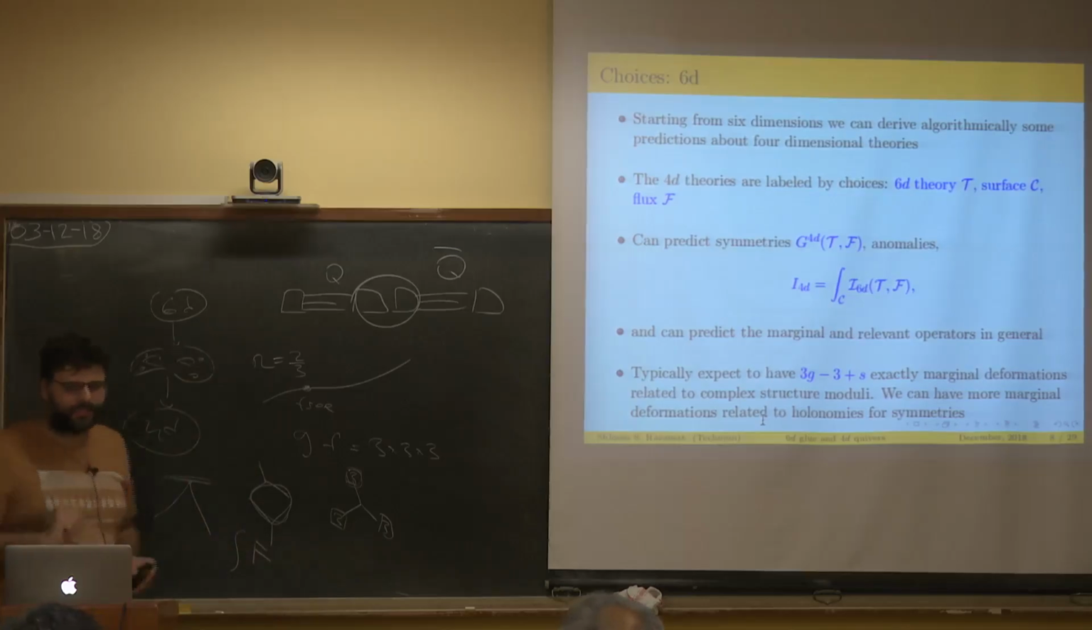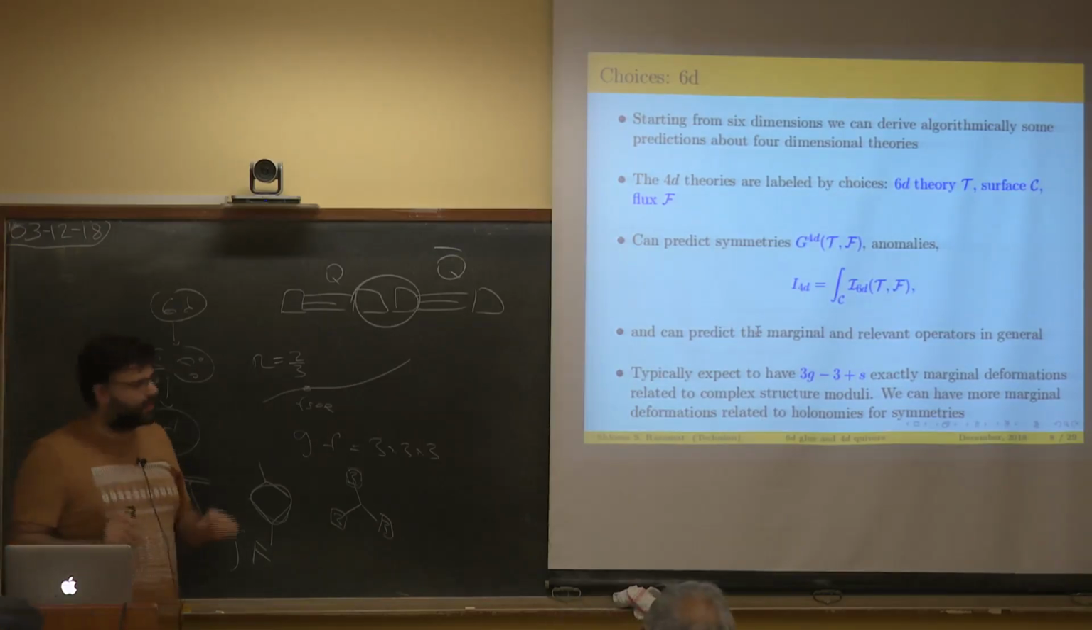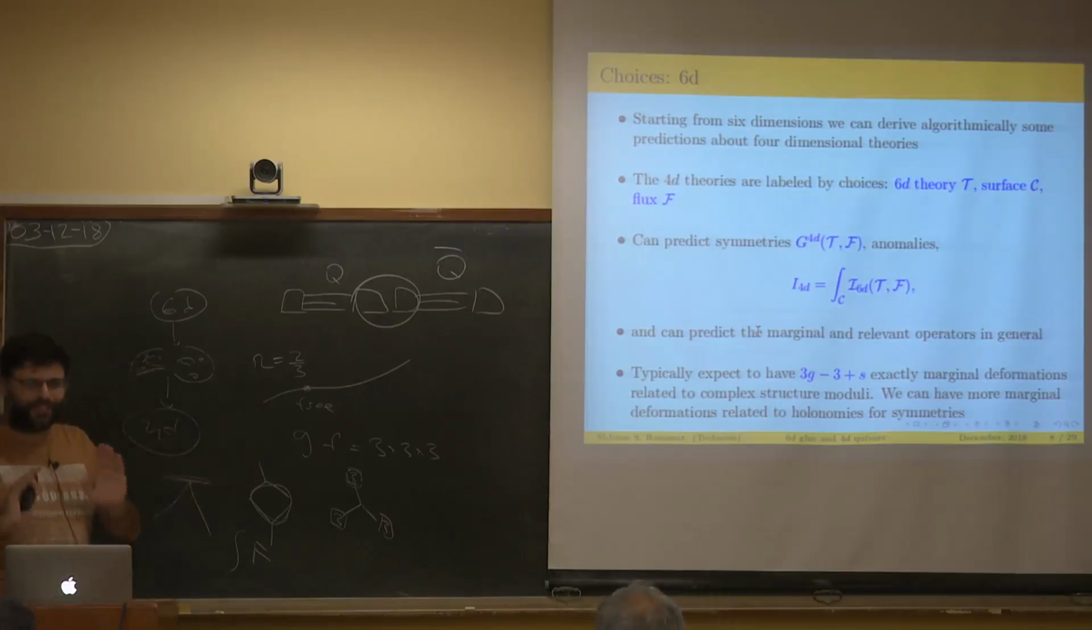By the way, this is the integration of the 6D anomaly polynomial on the two-surface to give you the 4D anomaly polynomial. If this surface has punctures also, then also it's known how to compute. Yes, I will review it in a moment. You are asking excellent questions, but I will review it in a moment.